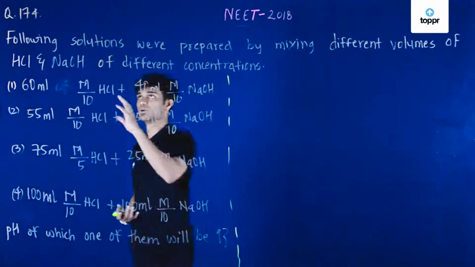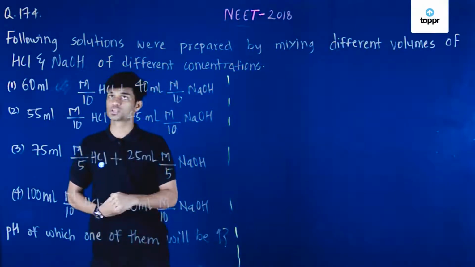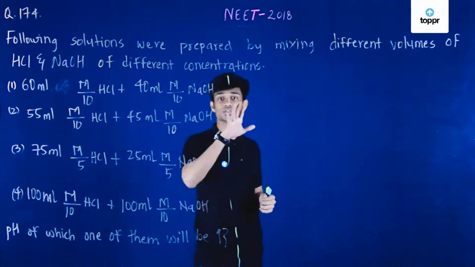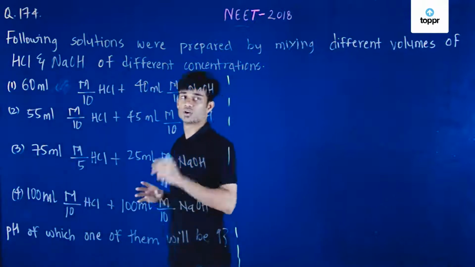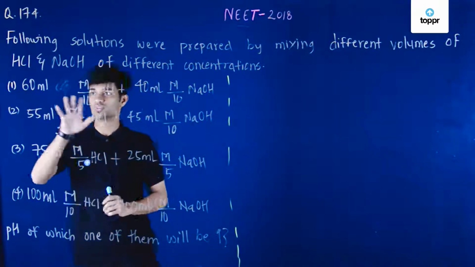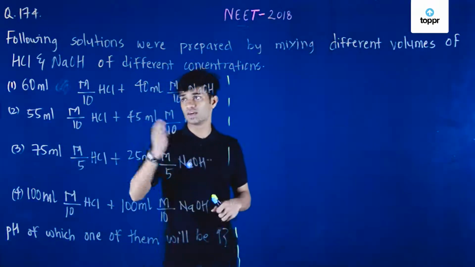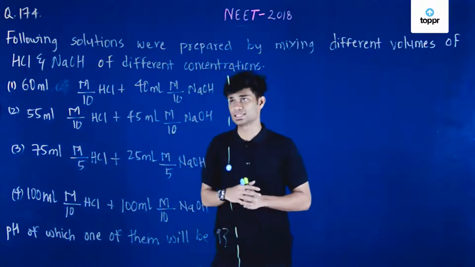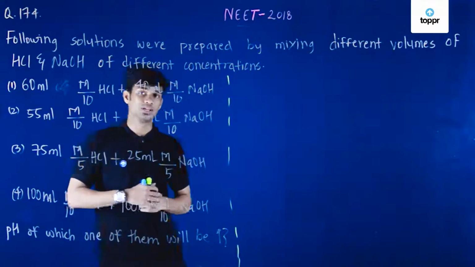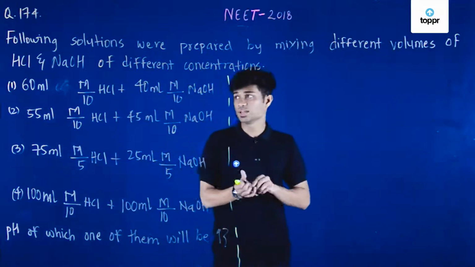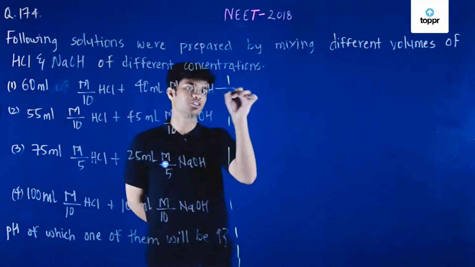Let's move on to question number 174 of set HH. The question says that the following solutions were prepared by mixing different volumes of HCl and NaOH of different concentrations. First, we have 60 ml of M/10, that is 0.1 molar HCl, and 40 ml of 0.1 molar NaOH. So let us first try to calculate what will be the concentration of H+ ions for this one.